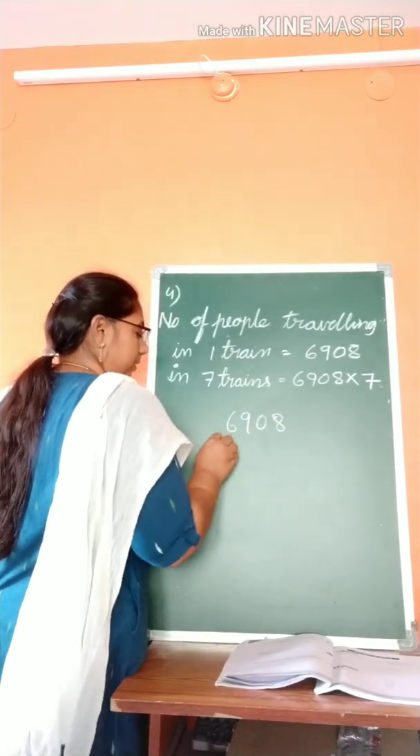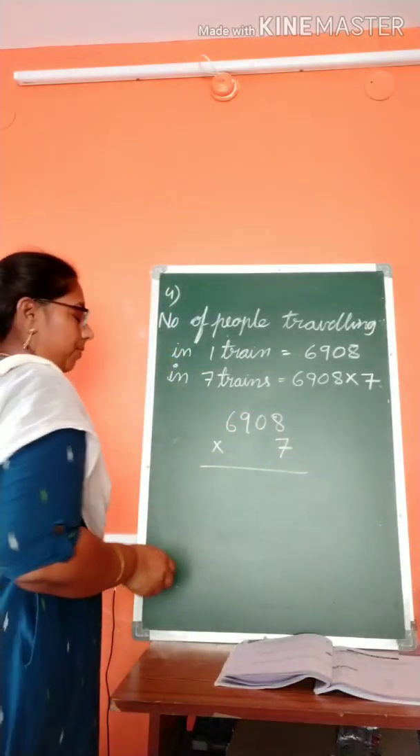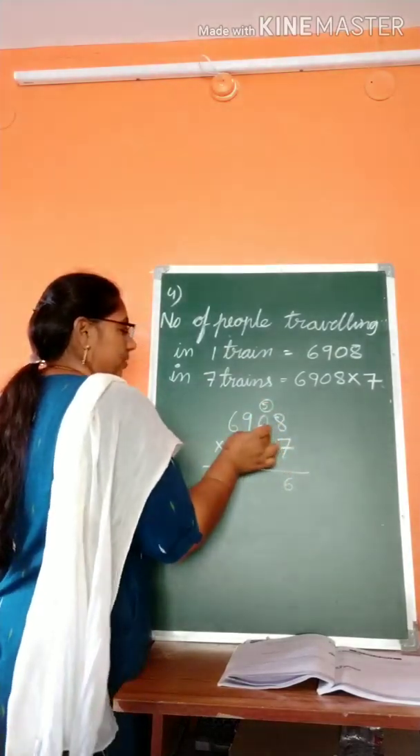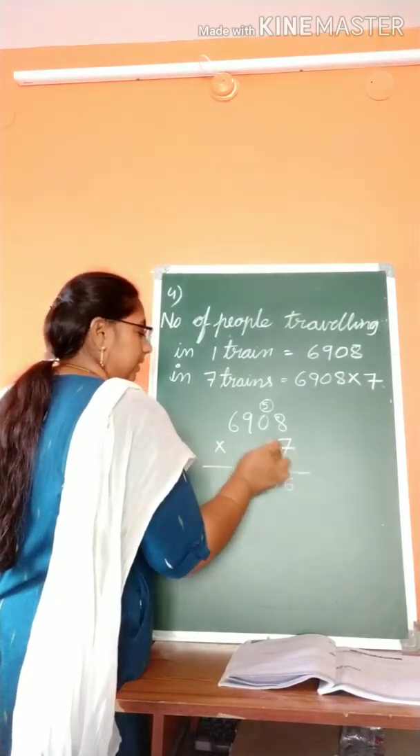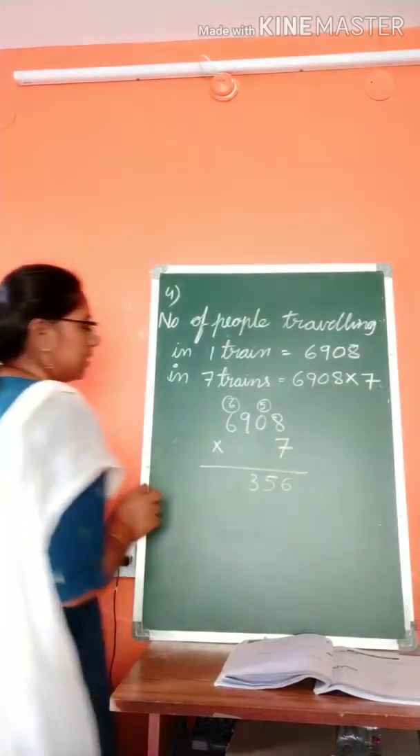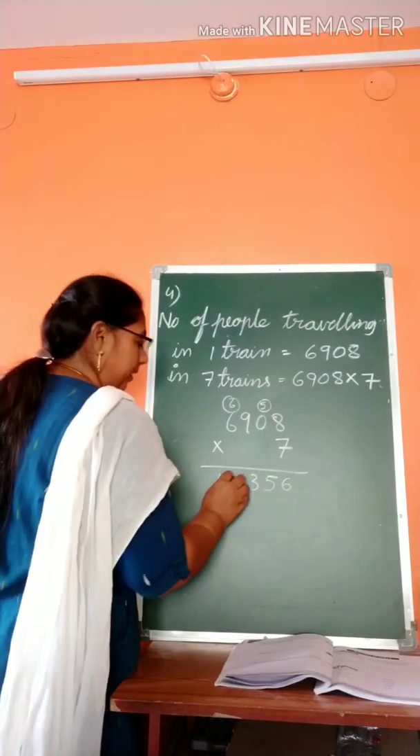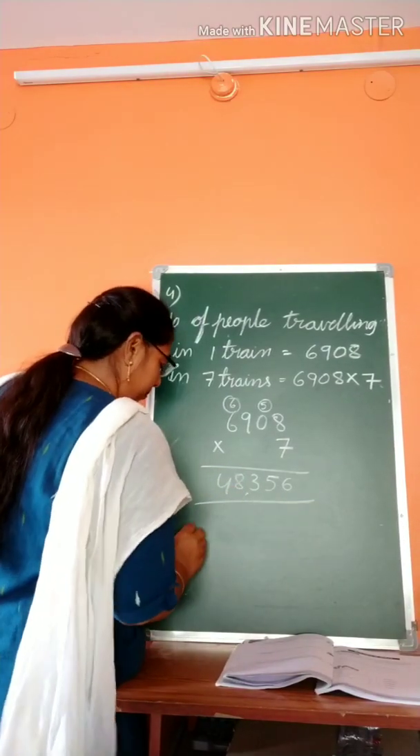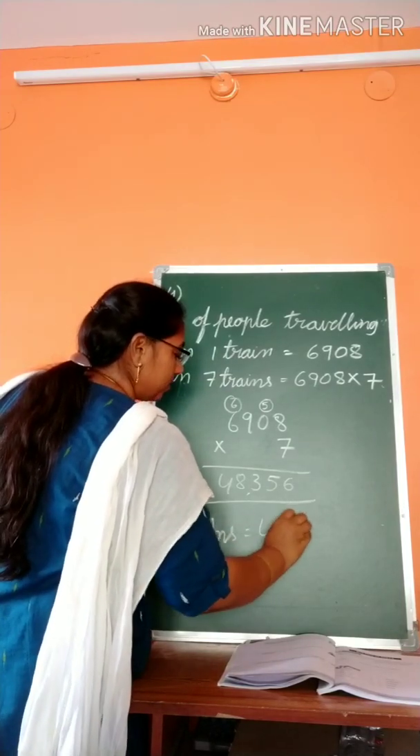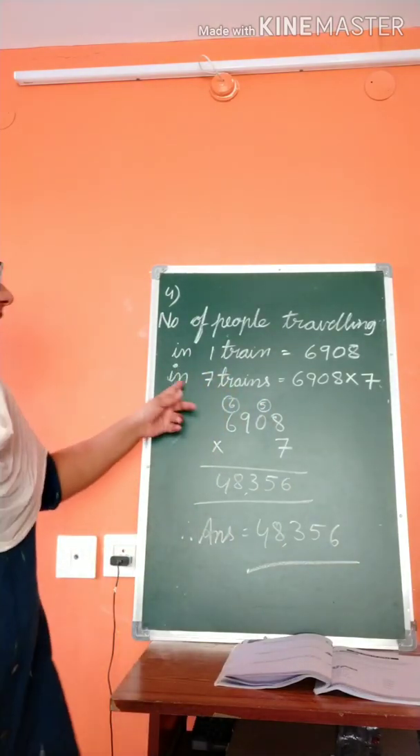6,908 into 7. 7 8s are 56. 6 and 5 carry to the next place. 7 0s are 0 plus 5, 5. 7 9s are 63. 3 and 6 carry to the next place. 7 6s are 42 plus 6, it's 48. So the number of people traveling in 7 trains is 48,356. This is the number of people traveling in 7 trains.